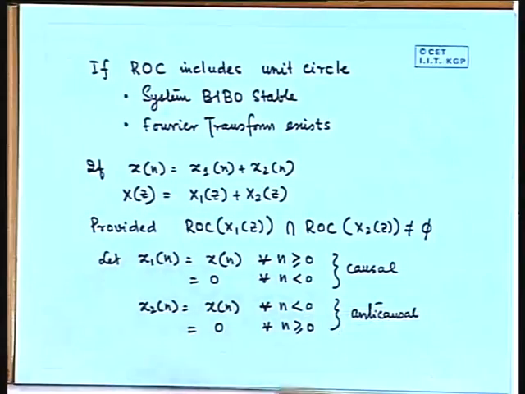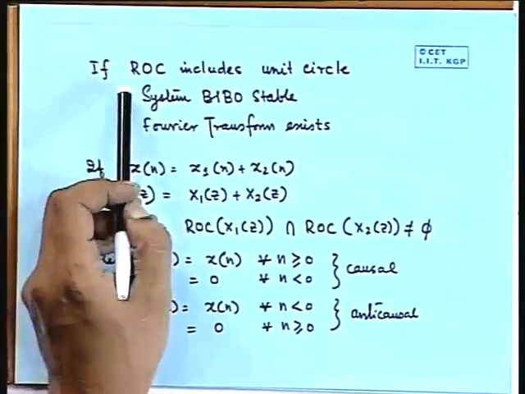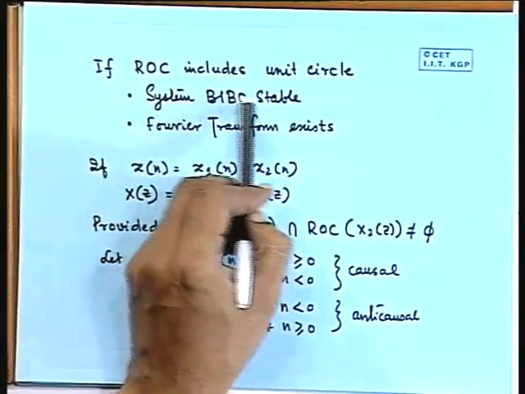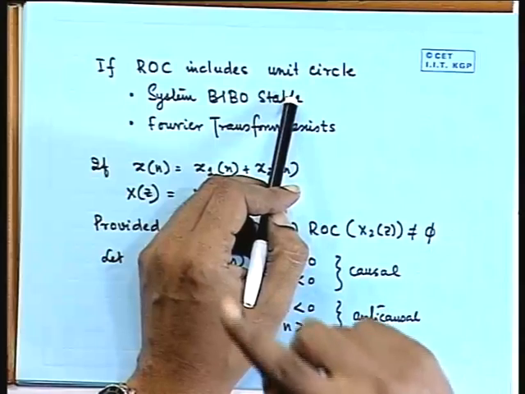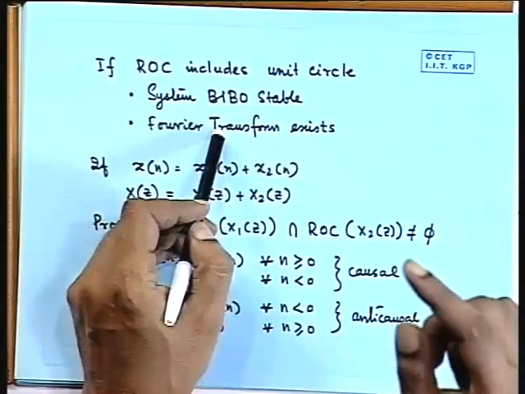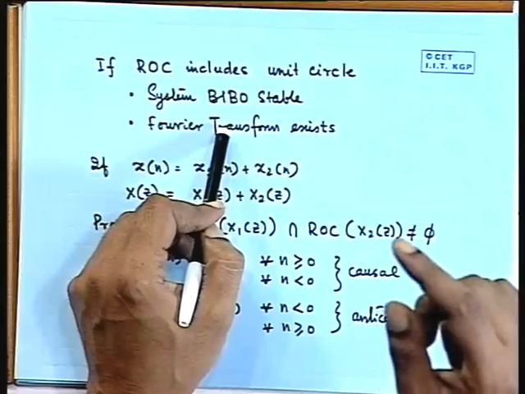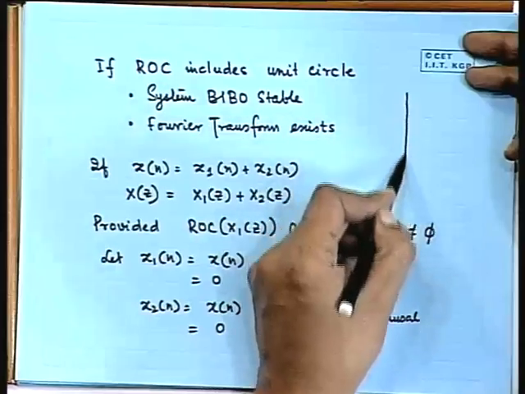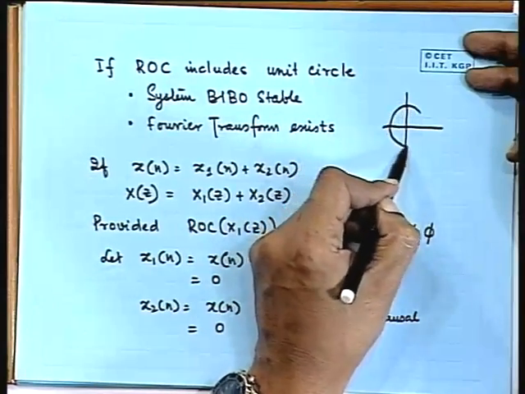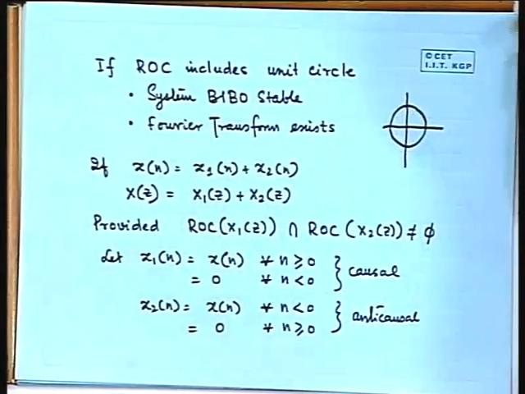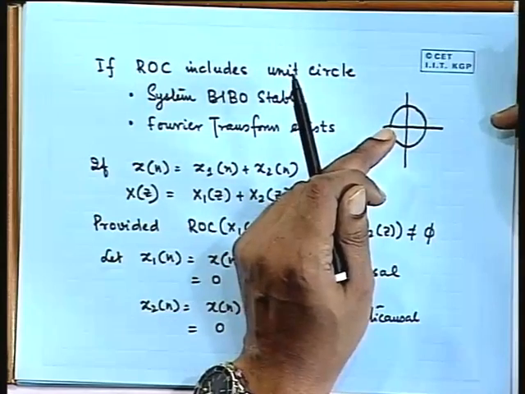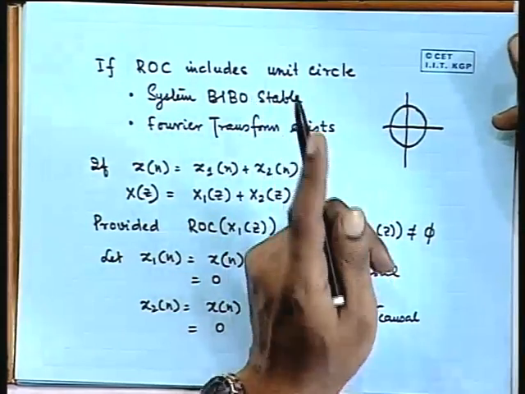Now again we know that if the system is BIBO stable, now we are putting the other result. Now when does the Fourier transform exist? What is the Fourier transform? The Fourier transform is nothing but the Z transform evaluated over the unit circle, because over the unit circle z is equal to e to the power minus j omega. So in the Fourier transform you put z equal to e to the power minus j omega, so you are evaluating the Z transform on the unit circle.